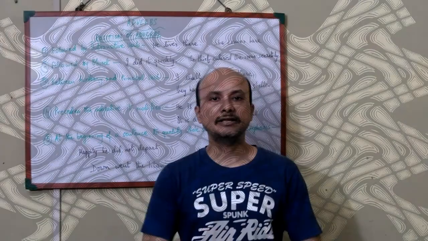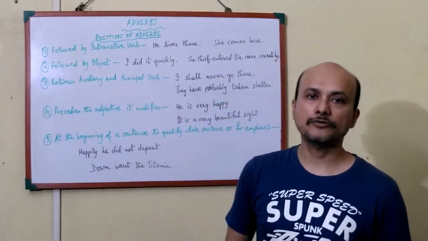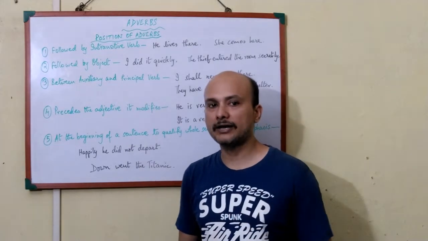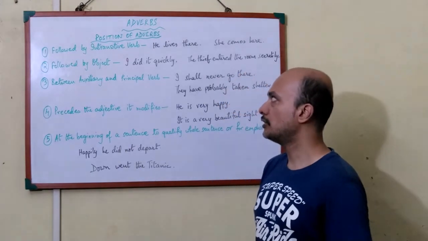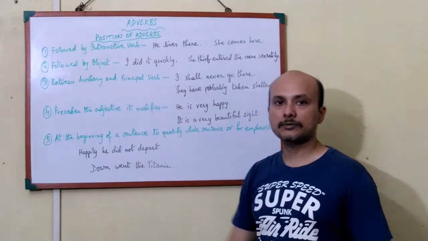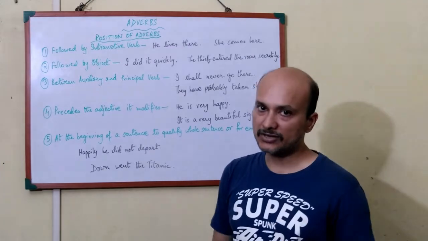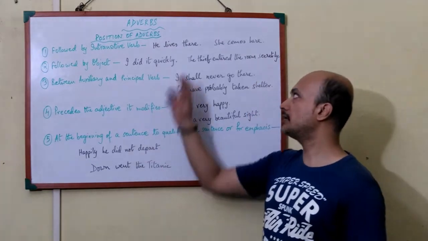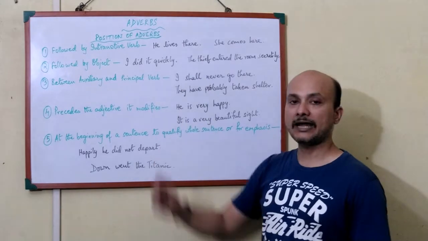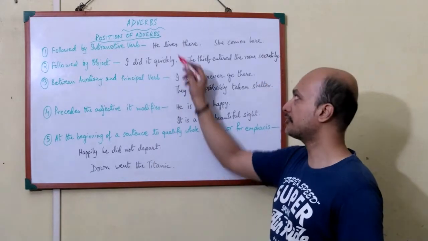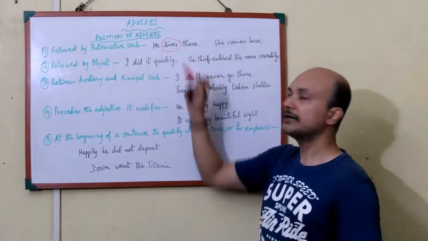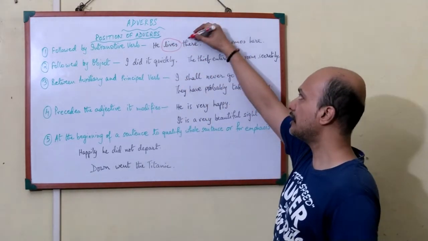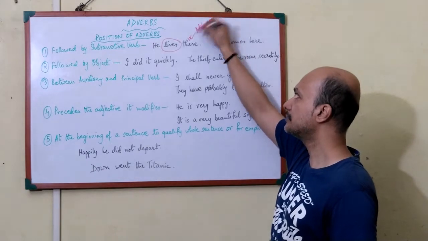actions. Finally, we come to the position of adverbs. That is how and where to write the adverbs in different scenarios. Okay, so let's see. First rule, followed by intransitive verb. If the verb used is intransitive, what we will do? We will write it after. The adverb will be written after the verb. See, he lives there. So this is the intransitive verb. After that we have written the adverb there.